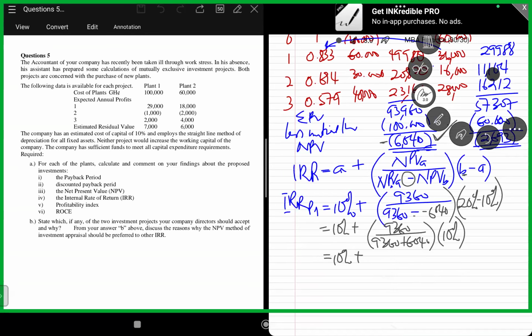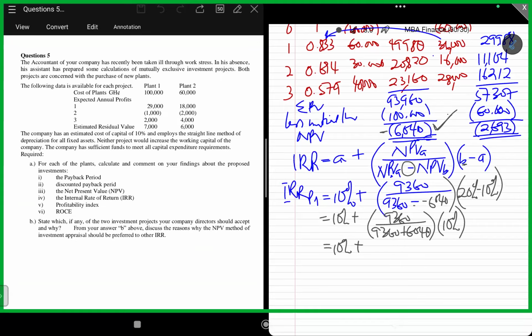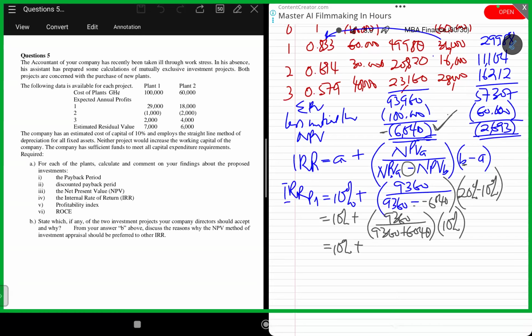Are you listening to me? On your calculator, find 9360 over 9360 plus 6040. What do you have? 0.61. Give me 4 decimal places. 0.6078. Hold on. Times 10%.